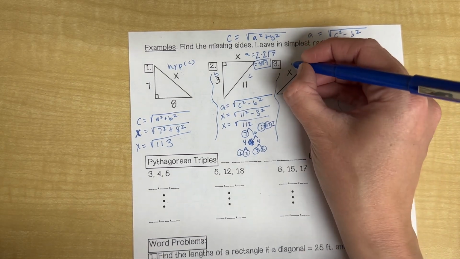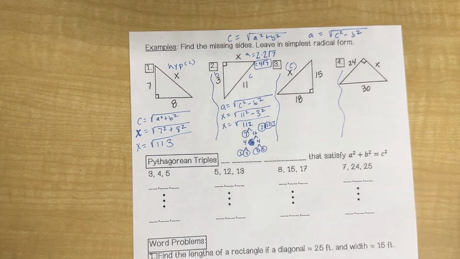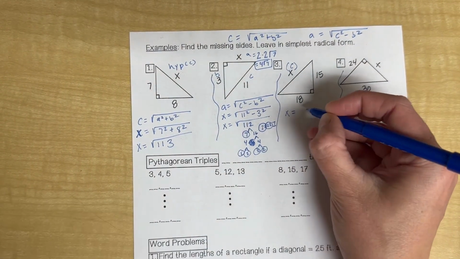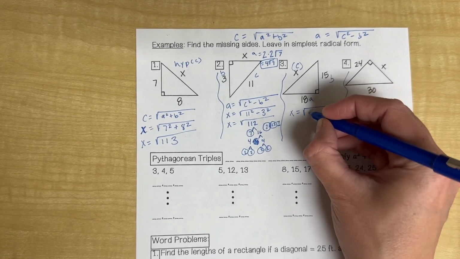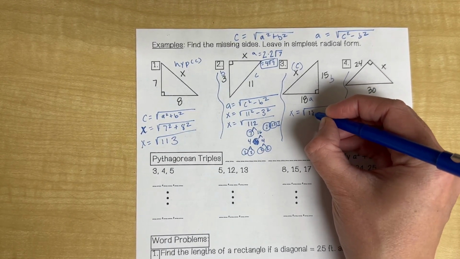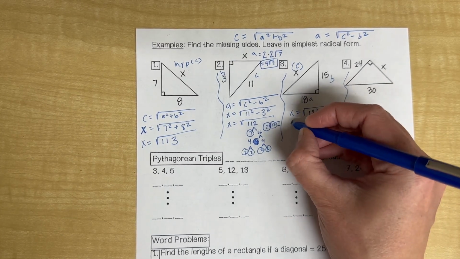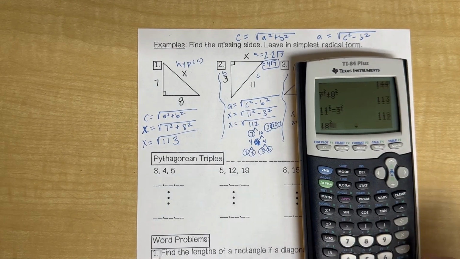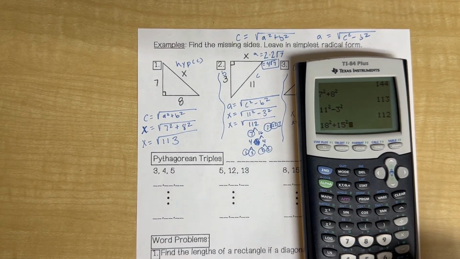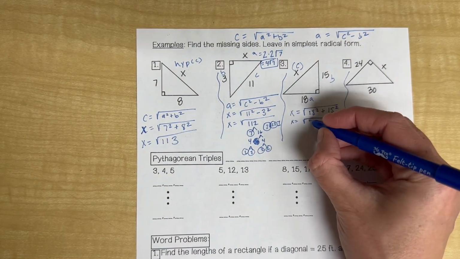So what are we looking for here? We're looking for C. If we're looking for C, we know that C is equal to the square root of A squared, so 18 squared, plus B squared, 15 squared. 18 squared plus 15 squared is 549. Again, it's a large number.